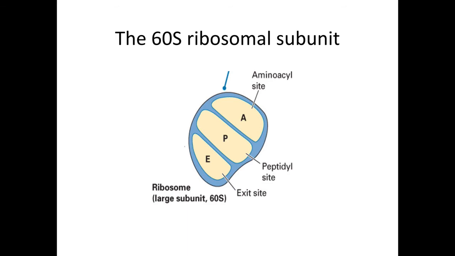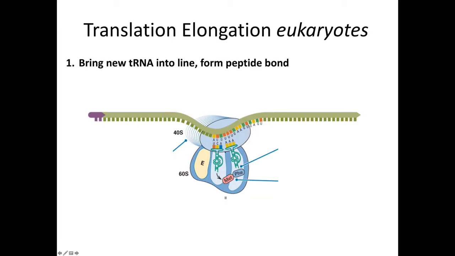Okay, and this leads me to the introduction of the 60S ribosomal subunit, which is where the tRNAs will come in, form the peptide bond, and then exit. And they are given designations called the aminoacyl site. It's called the aminoacyl site because it recognizes the tRNA. And then there's the peptidyl site, which plays a role in the formation of the peptide bond, and then the exit site.